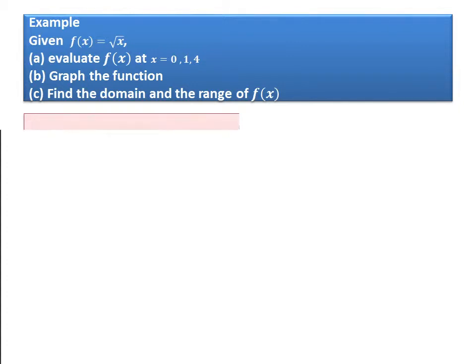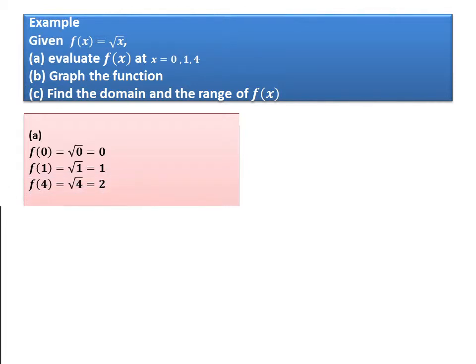In part A, we plug in the values 0, 1, 4. What's the square root of 0? It is 0. What's the square root of 1? It's 1. What's the square root of 4? It's 2. So we move to part B.